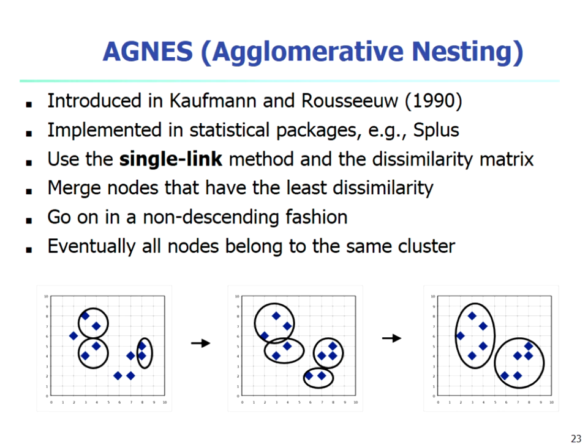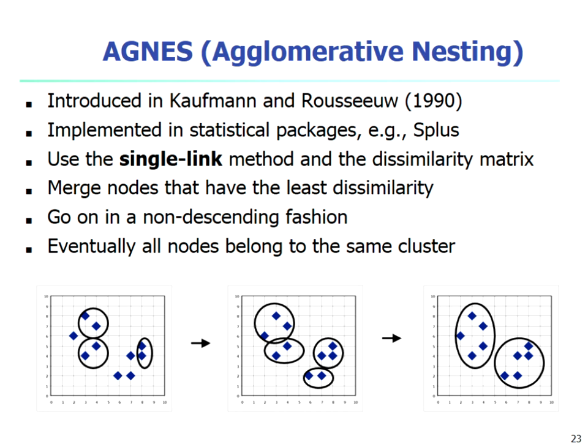Let's begin with the agglomerative nesting. So it is implemented in statistical package and uses the single link. We will discuss together what's the meaning of single link in the next slides. It uses the single link method and the dissimilarity matrix. The idea is to merge nodes that have the least dissimilarity, and eventually all nodes belong to the same cluster.